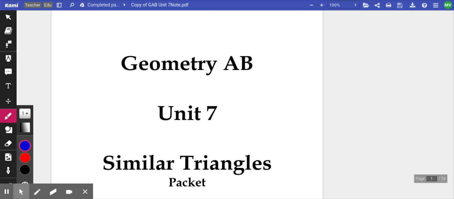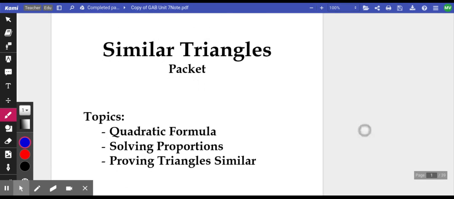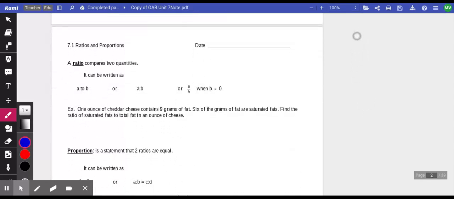Hello, everyone. Today we are starting Unit 7, Similarity of Triangles, or Similar Triangles. And we're going to start by reviewing what a ratio is. So, a ratio and proportion. A ratio compares two quantities.